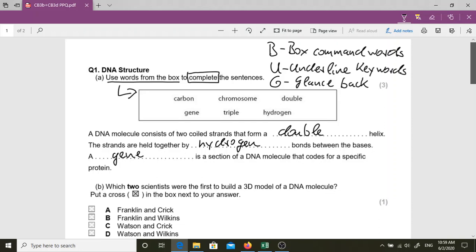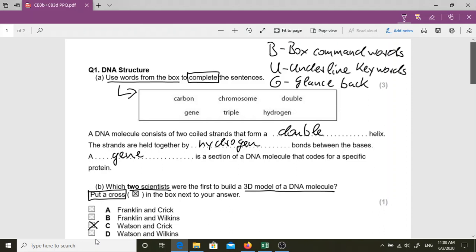Now the next question. Which two scientists, okay, so two scientists, important here, were the first to build a 3D model of a DNA molecule, so basically a 3D structure. Put a cross, that's our command word, that's what we're supposed to do, putting a cross in the box next to your answer. So which two scientists were the first to build a 3D model of a DNA molecule? And this is something you just have to know. And it was Watson and Crick.